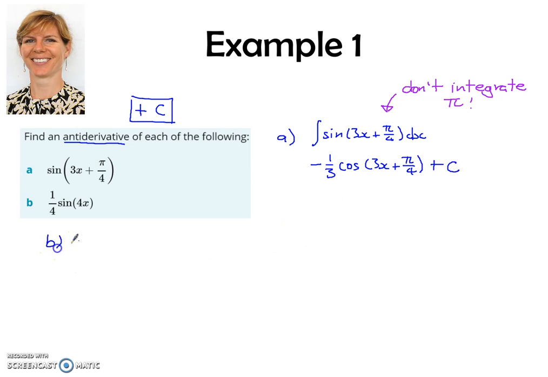And then for b, integrating 1/4 sine(4x) with respect to x. Again, it's going to be negative because we're going from sine to cos. We need the 1 over 4, so that's going to become 1 over 16, and that's negative 1 over 16 cos(4x) plus c. So it's really like 1 or 2 mark questions. It's just a single step of working, making sure that if you're going from sine to cos, you've got your negatives, and that you are dividing by that k, whatever the derivative of the function inside is.